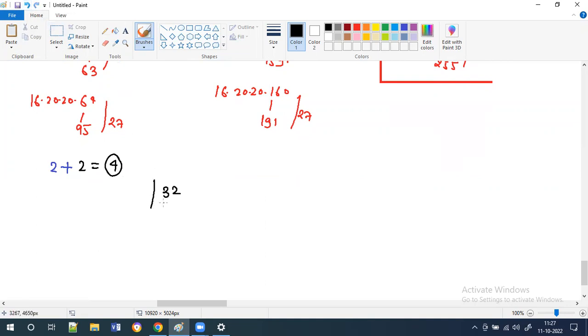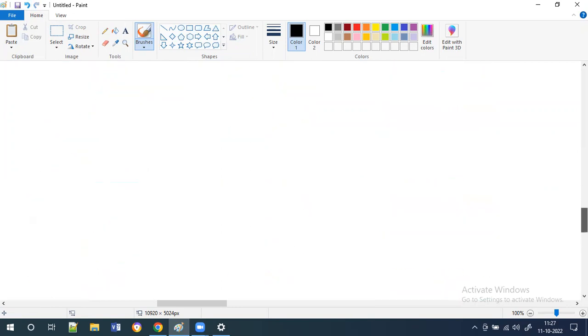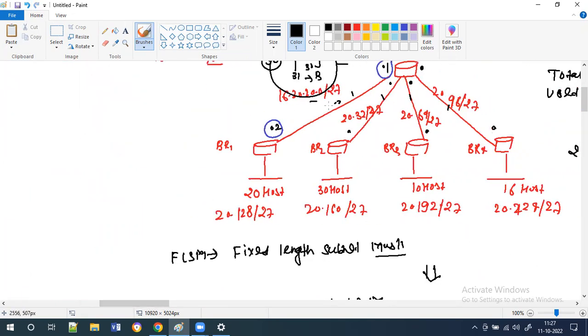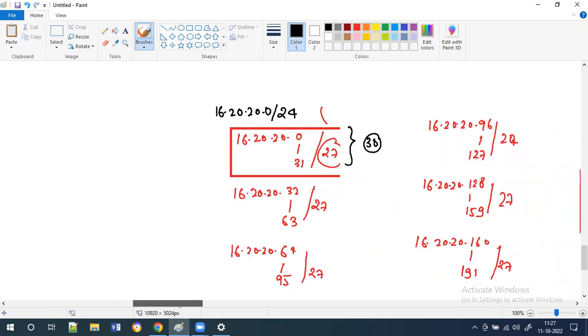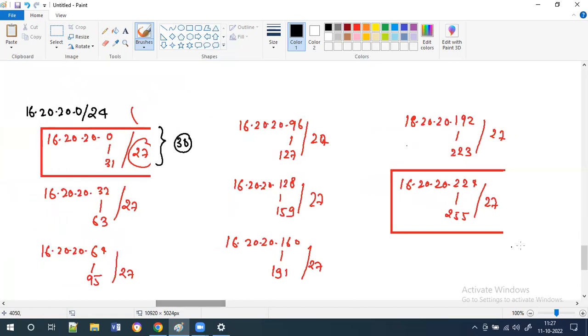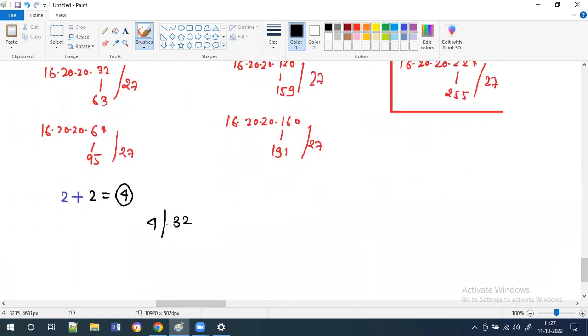Total is 32. I need the total. How many network we need? If you come here, one is here, another. Total 4 networks we need, where we have the requirement of the 4 IP address. Right? So if you divide 32 with the 4, you will get 8. Correct? This is the first way.